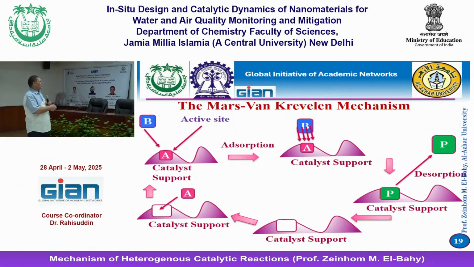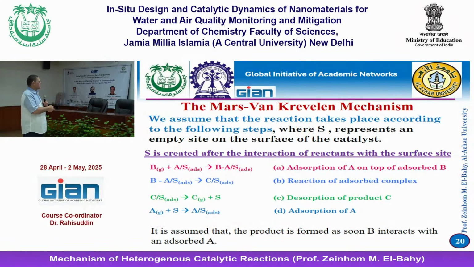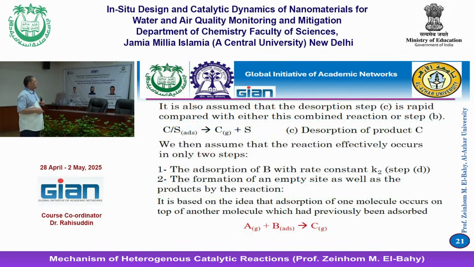This is an example. I added equations here. B will go to A on the surface. It gives transition state BA. After that, the transition state will form C, which is the product. After that, C will leave the surface. Then the surface will consume the missing atom, which is A, from the medium, and forms AS again, which is the structure we started with. I think it will be clear with an example.